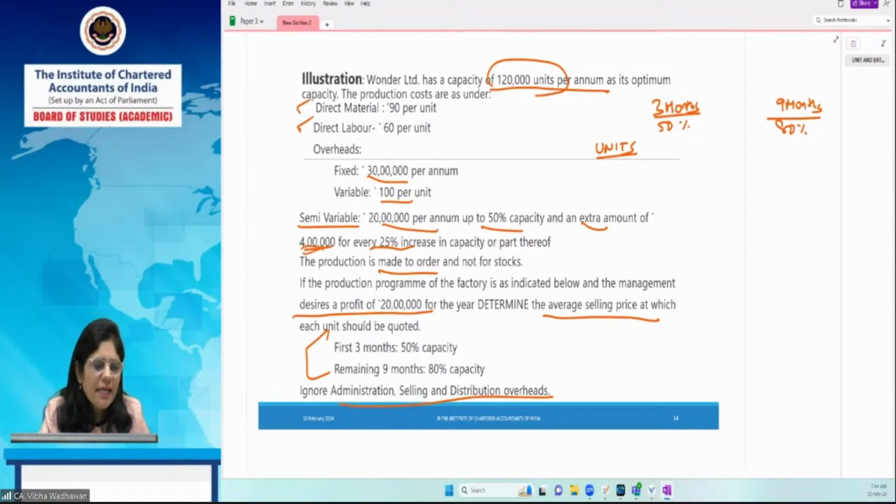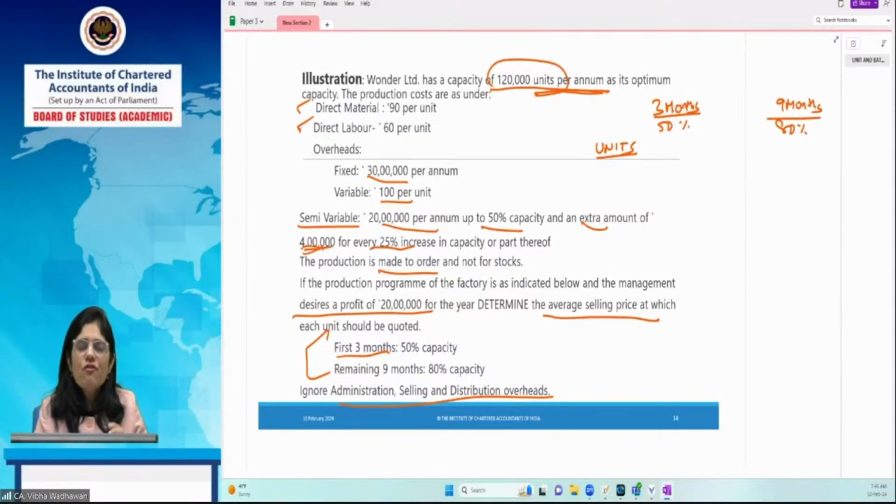60,000 and 96,000. 60,000 and 96,000 is absolutely wrong. See, you have to be very, very careful what you are doing. First 3 months, the capacity is 50%. So you are straight away doing 50% of 1,20,000. No, it's 1,20,000 units per annum. Per annum, it's 1,20,000. You have to do first proportionate for 3 months, and then proportionate for 9 months.